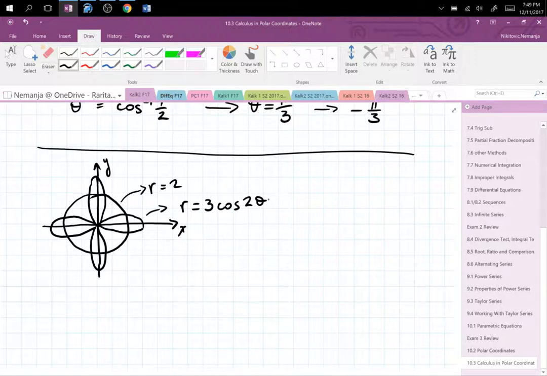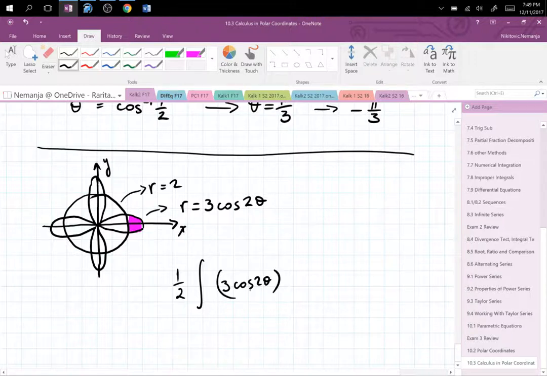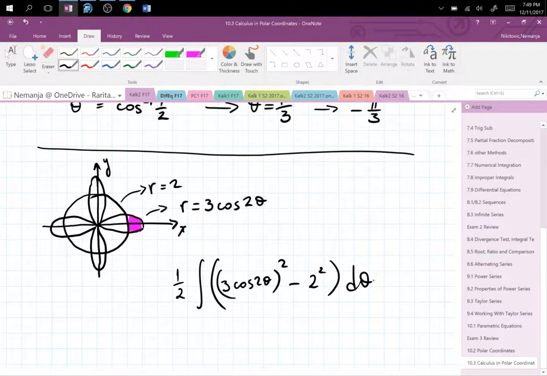So, there you go. And now if I want, let's say, the area over here, it's definitely flower minus the circle. So we are going to have 1/2, don't forget the 1/2, flower, which is 3 cosine 2 theta everything squared, minus the circle, which is 2 squared, all of that in parentheses, d theta. Please put those parentheses there, it triggers my allergic reaction. It's right to left.